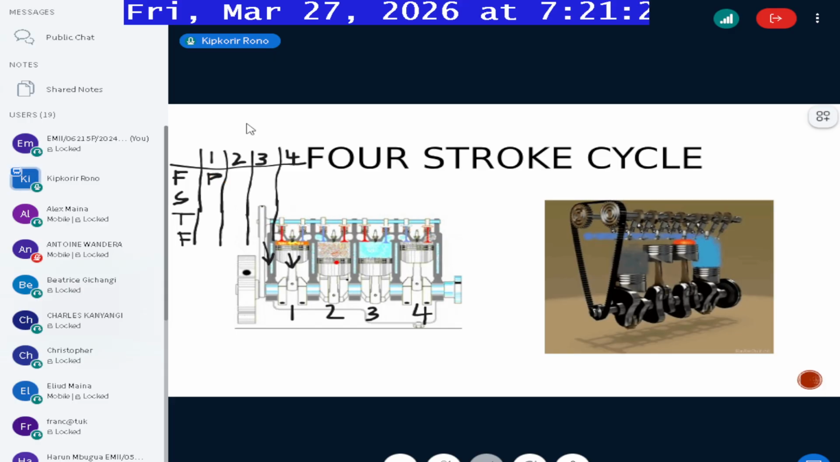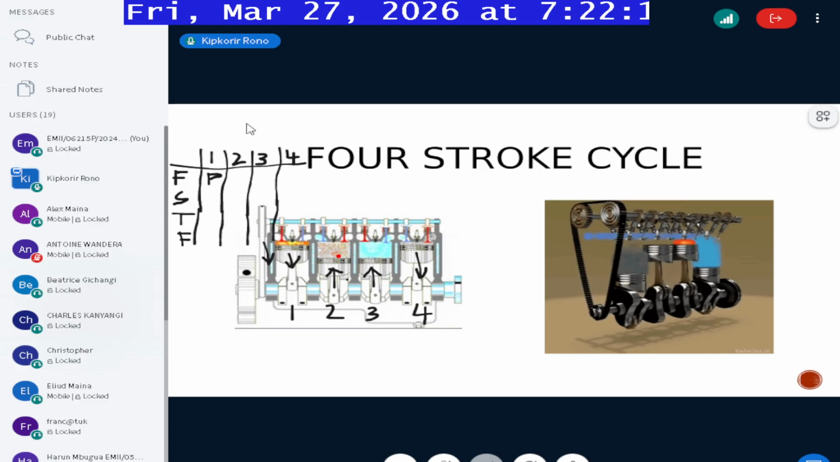Now for cylinder number 2, two things can be happening. If this is coming downwards, then this one must be going up and this one is also going up, and this one is coming down. This one is coming down during power stroke. Now this one can move up for either of two possible reasons. Assume that we don't even know what is happening. It can go up due to two different reasons. One is that this one could be having compression.